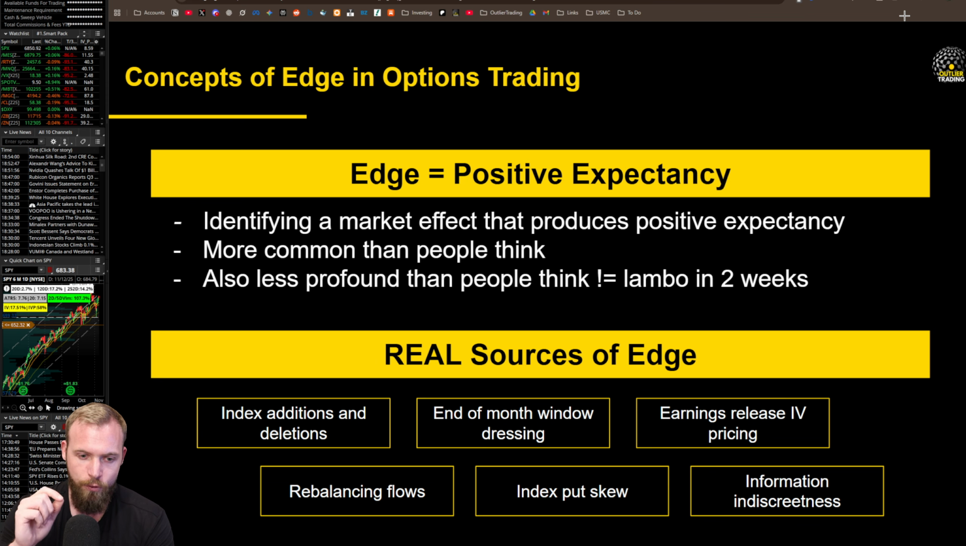Last, information discreteness. This means that with different securities that are less covered, with fewer analysts reporting on them and less focus in the news, it takes longer for information to be integrated into the price. That leads to things like price direction opportunities, momentum. We can see this through things like post-earnings announcement drift, another actionable source of edge available to you right now.